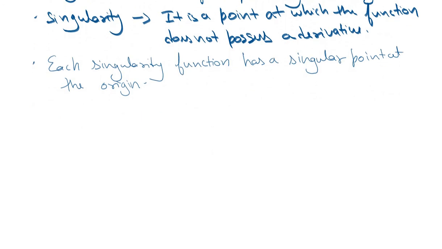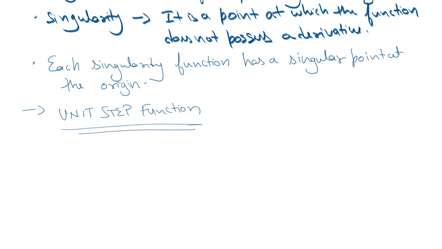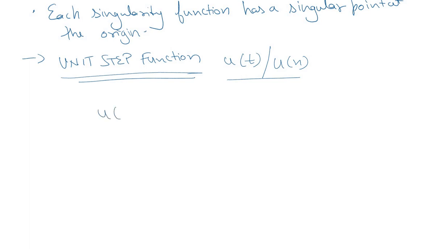So let us begin with the first type of signal, that is unit step. It is usually denoted by u(t) if you are talking about continuous time signals, and u(n) if you are talking about discrete time signals. So let us first define the continuous time unit step function. u(t) can be mathematically defined as its value is 1 for t greater than 0, its value is 0 for t less than 0, and for t equal to 0 it is a singular function at the origin. So its derivative is not available at t equal to 0.